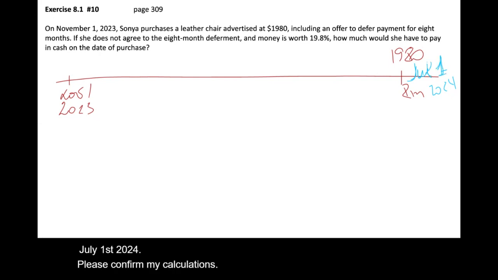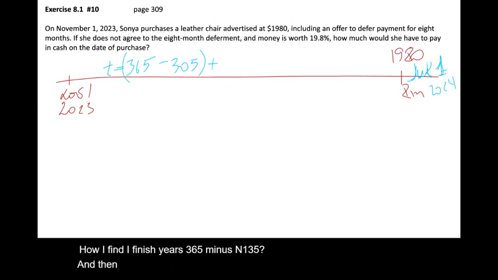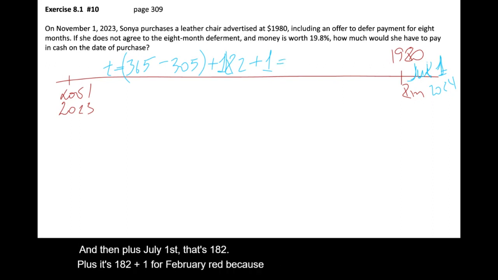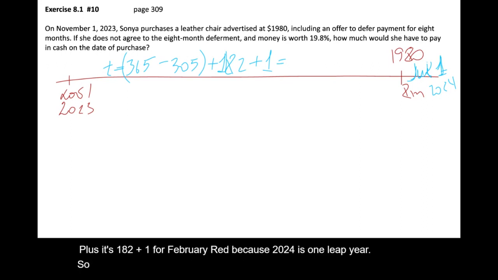Okay. So now T, how do I find it? I finish the year: 365 minus November 1, 305, and then plus July 1st, that's 182, plus 1 for February, right? Because 2024 is what? Leap year. So 60 plus 183, that's 243 days.